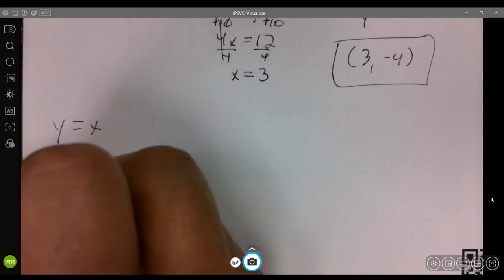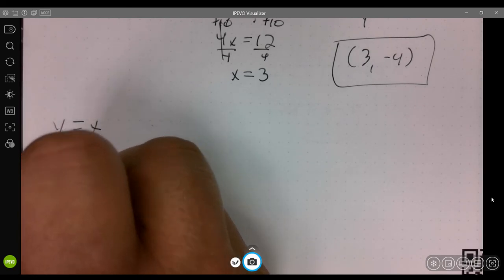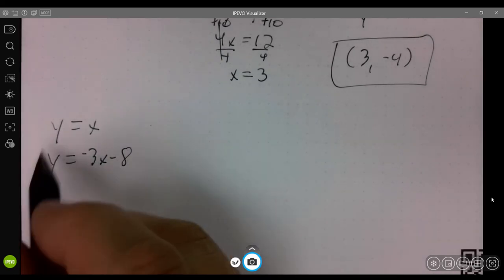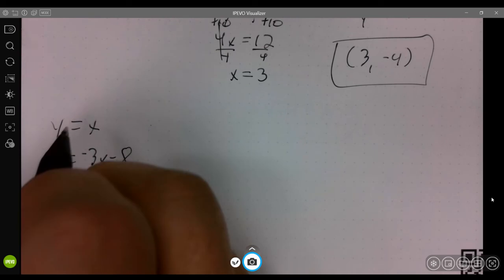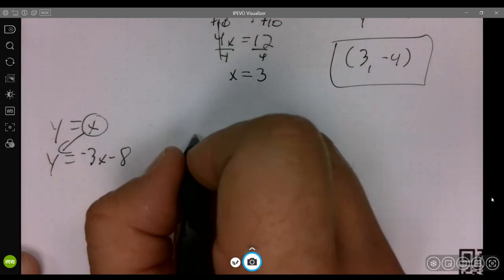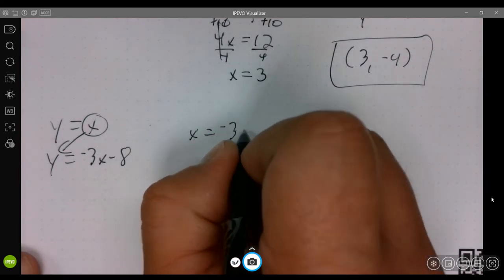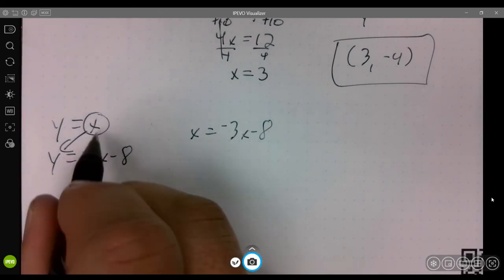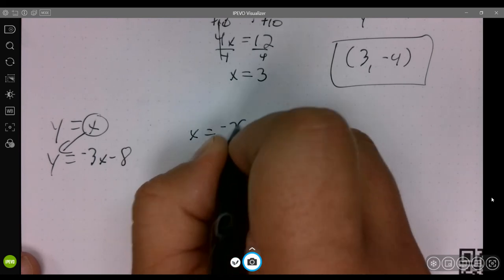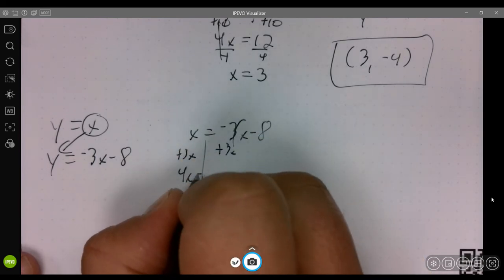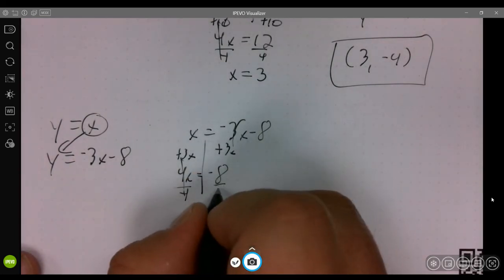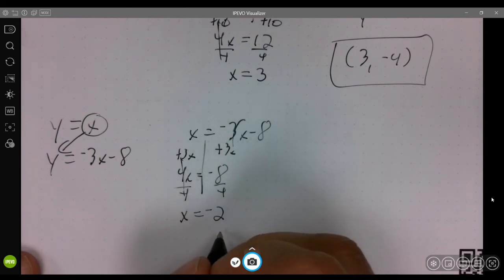So let's say I have y equals x and y equals negative 3x minus 8. Step 1 is already taken care of. Both are already solved. I'm going to take step 2, y equals x. I'm going to take that x and substitute it in for y in the second equation. So it really comes down to, I just set these two equal. x equals negative 3x minus 8. I solve for x. I'm going to add 3x to both sides because then I don't have to worry about negatives. So I get 4x equals negative 8. We divide everything by 4, and x is equal to negative 2.